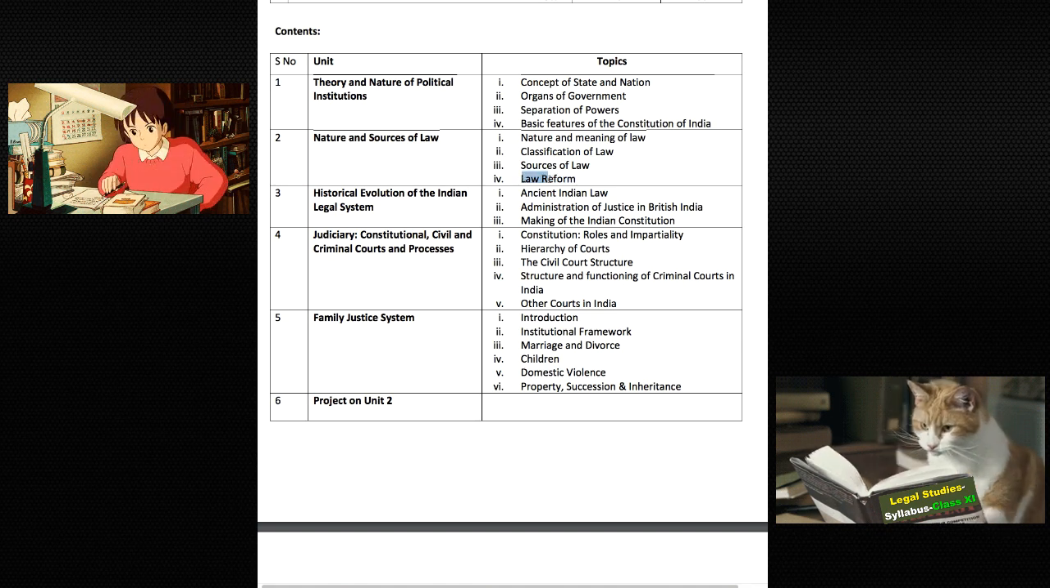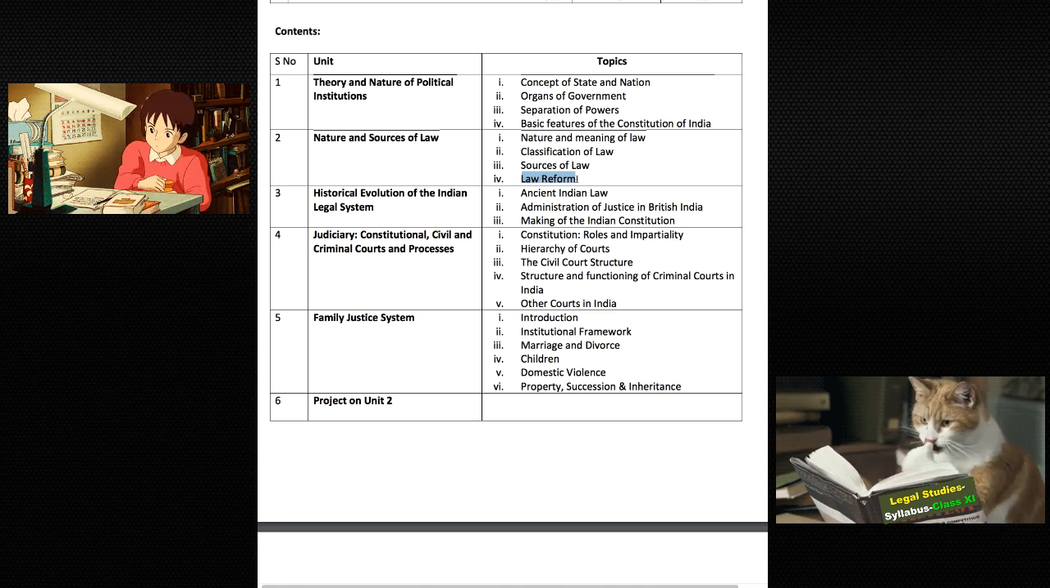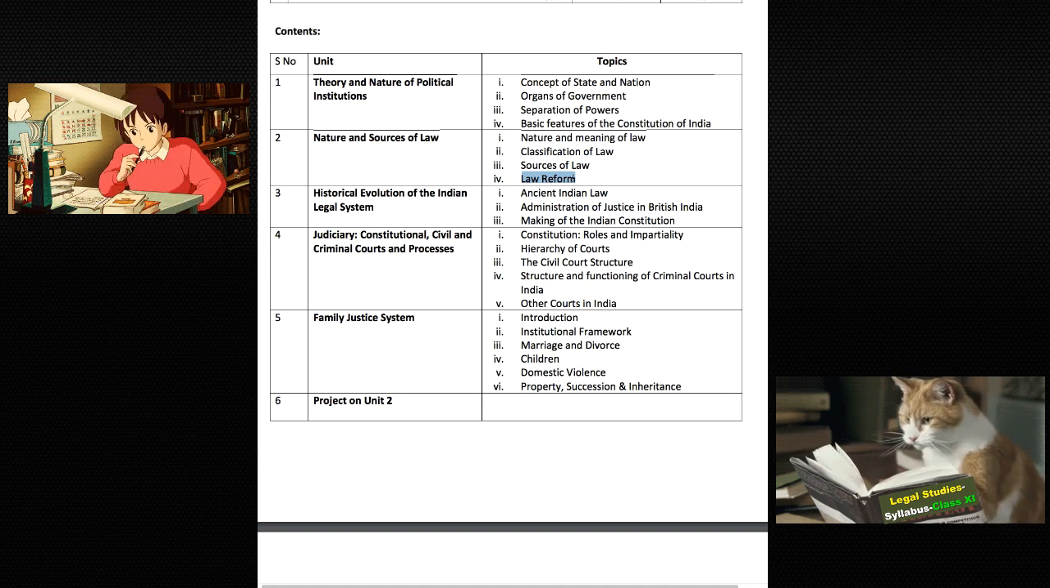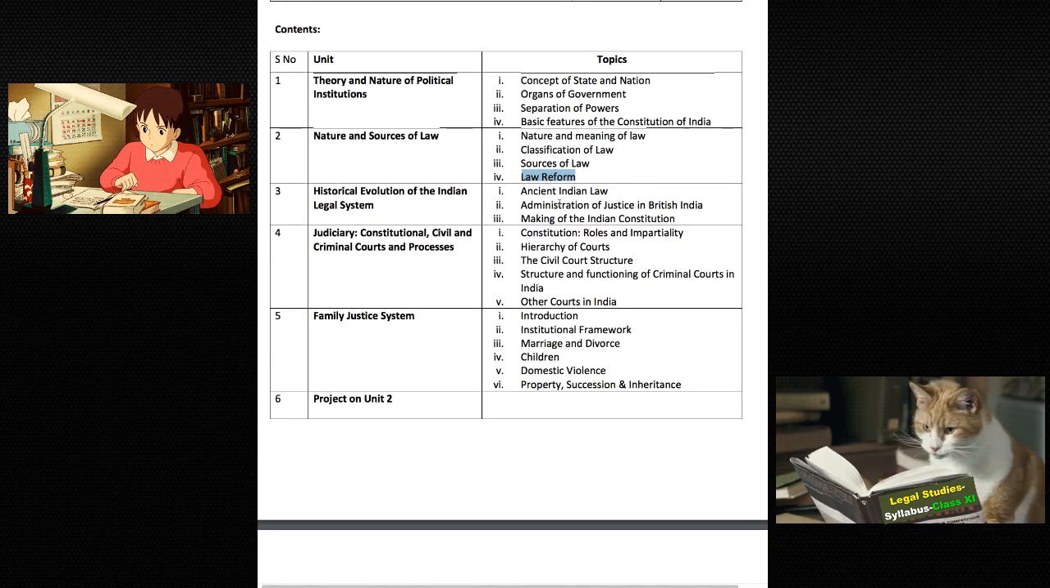Law reform, what are the things? But amendment you studied regarding the constitution, but this is talking about only the law reform, right? So that is something like the existing law that is reformed, and even new law is also made. So these are the things that we will study under the chapter law reform.